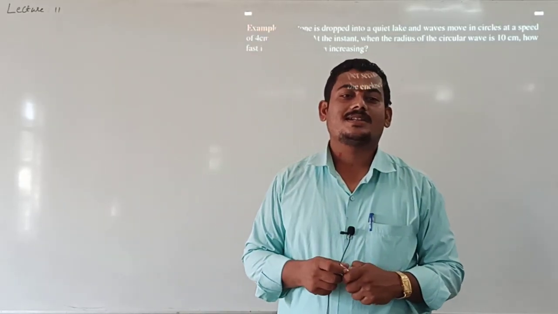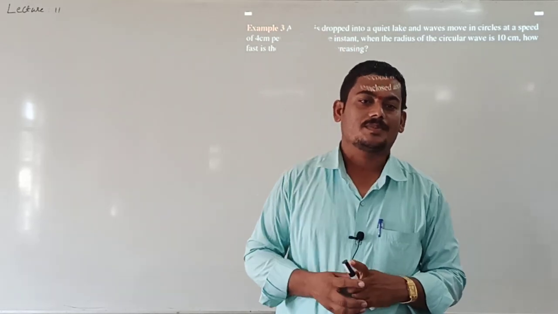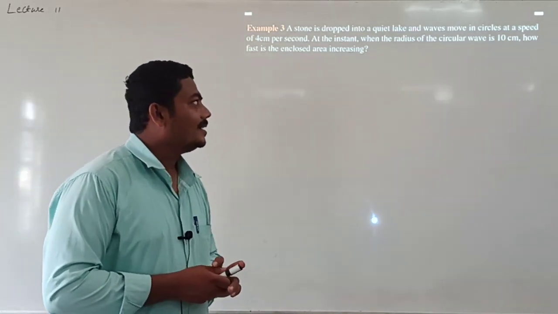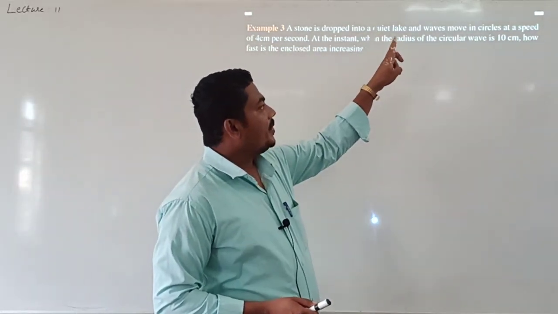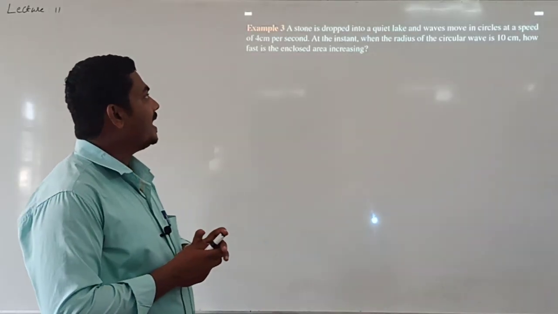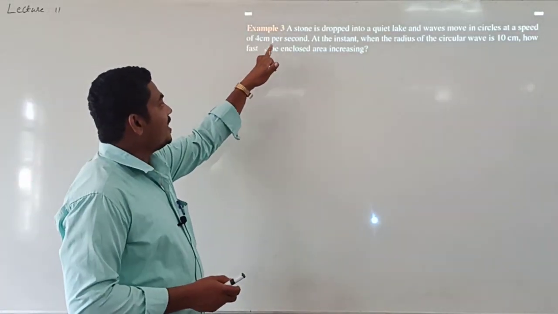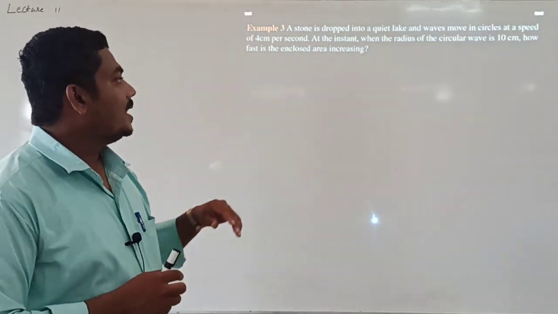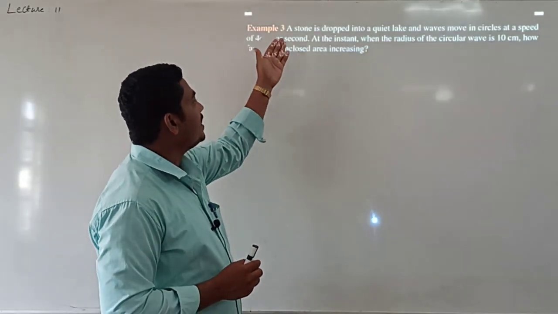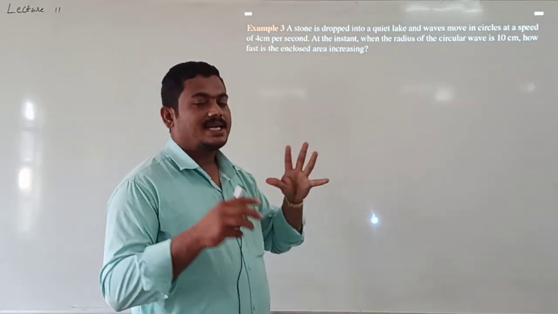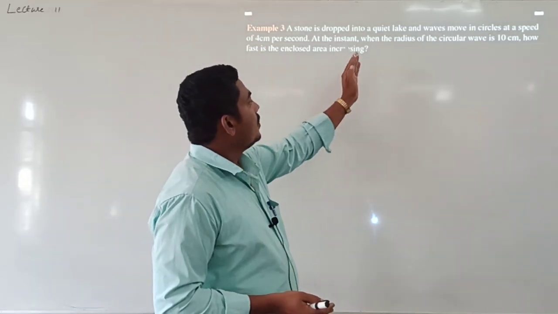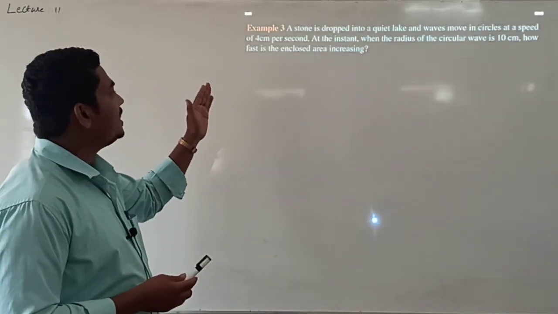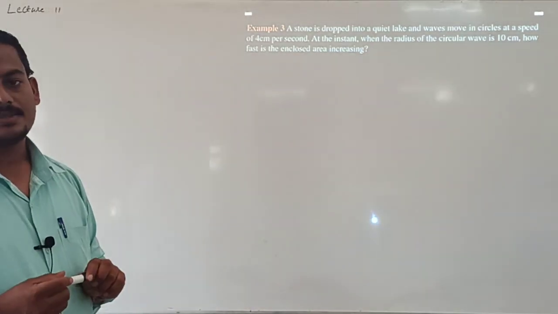Let's continue our discussion on rate measure. In the next problem, a stone is dropped into a quiet lake and waves move in circles at a speed of 4 centimeter per second. At the instant when the radius of the circular wave is 10 centimeter, how fast is the enclosed area increasing? Right?